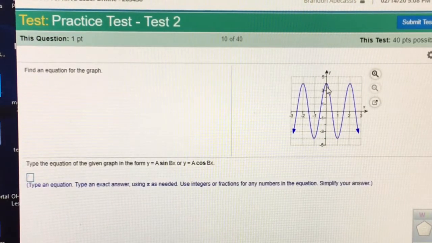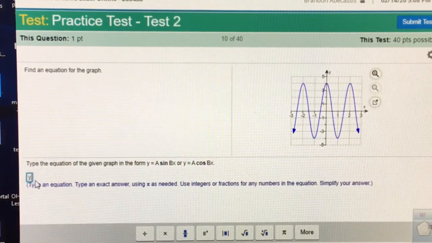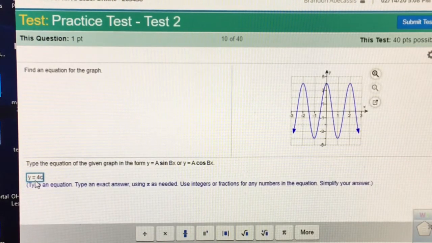I'll have to write the equation. Since it starts up high, it's going to be cosine. It has an amplitude of 4. Notice it goes from 0 up 1, 2, 3, 4. So I have to type the equation y equals 4 cosine.